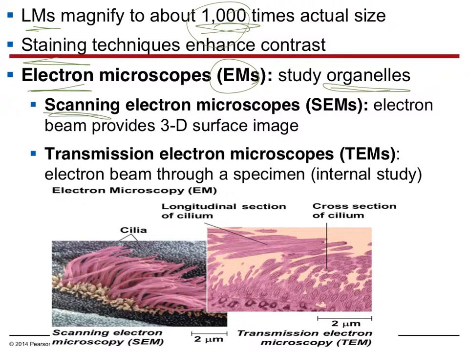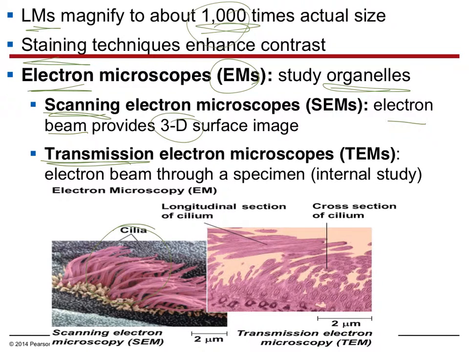There's a scanning one. This thing scans over the surface and you end up with a 3D image. The cilia here would be taken with a scanning microscope where you can see the actual structure of the external surface of something. So it's pretty cool. They also use staining techniques, but this would be where the electron beam provides this 3D surface image of something. So it's called a scanning electron microscope.